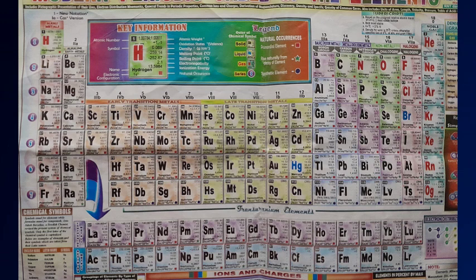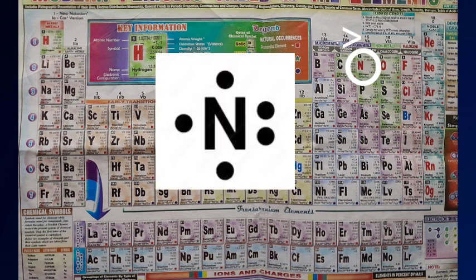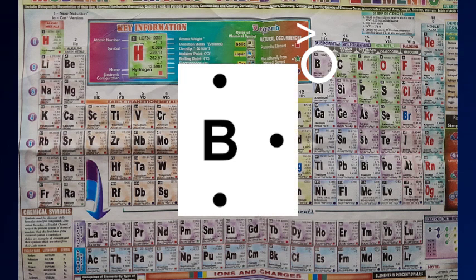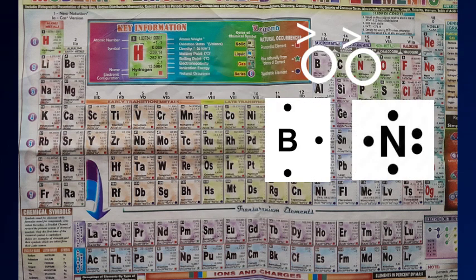Okay, let's have here an example. Let's find the Lewis dot structure of element N, or nitrogen, which is categorized in group 15, which means it has 5 valence electrons. Okay, let's write it. Next is the element B, or boron, in group 13, which means it has 3 valence electrons. So, by the example, does everyone understand now how to get the number of valence electrons using your periodic table? Okay, that's good.